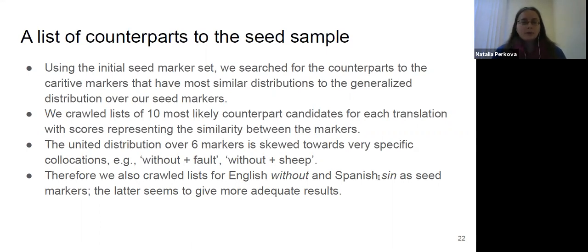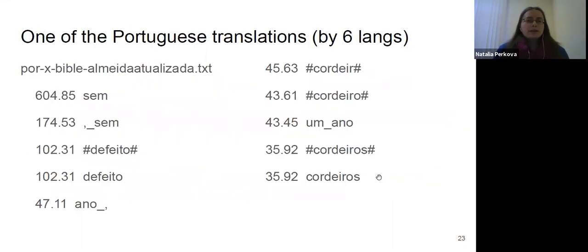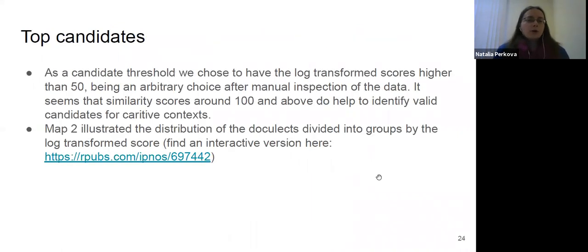Someone was with some rules as usual for Old Testament. And this is why we crawled also the list for "without" and "sin," because they sort of neutralized this a little bit. So this is how these looked for the Portuguese translation by 6 languages. So actually here we have this defeito and cordeiro, just because defeito is this fault, so like without fault, without any fault, and cordeiro is this sheep, as far as I remember.